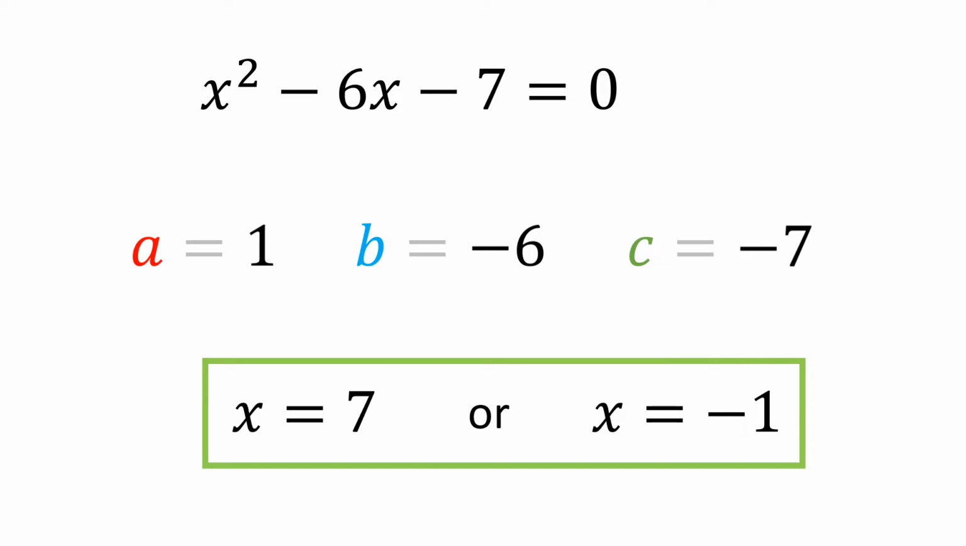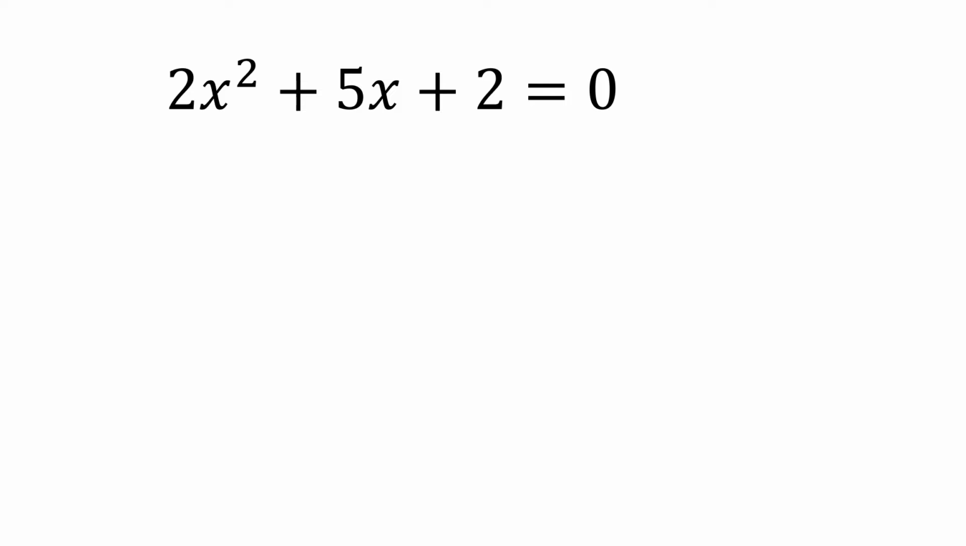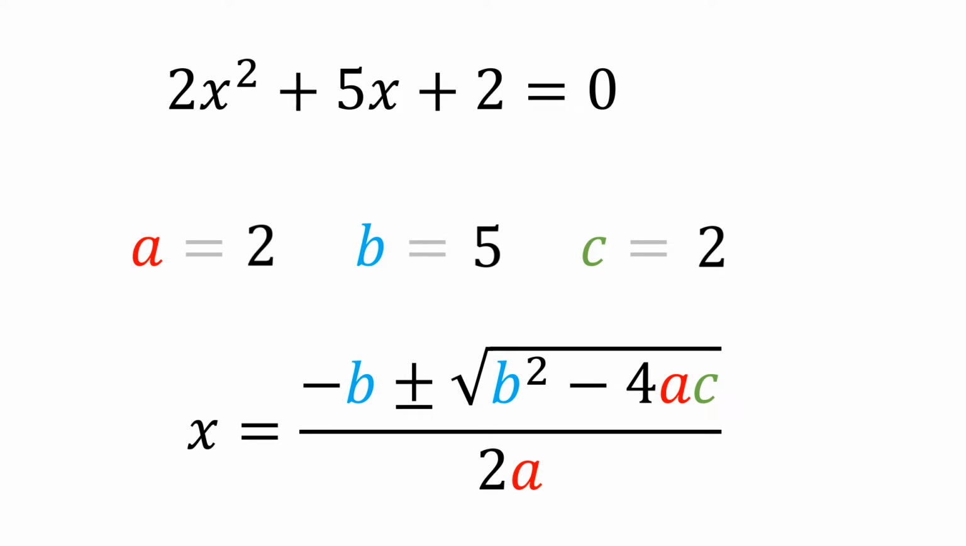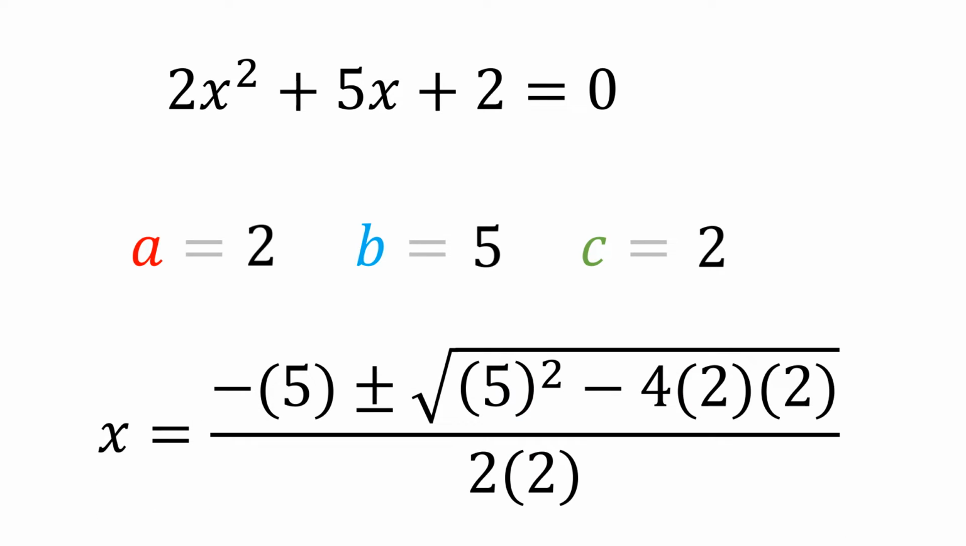Now let's say we have 2x squared plus 5x plus 2 equals 0. In this case, we have a equals 2, b equals 5, and c equals 2. Now we plug these values in the quadratic formula. So we have x equals negative 5 plus or minus square root of 5 squared minus 4 times 2 times 2 all over 2 times 2.